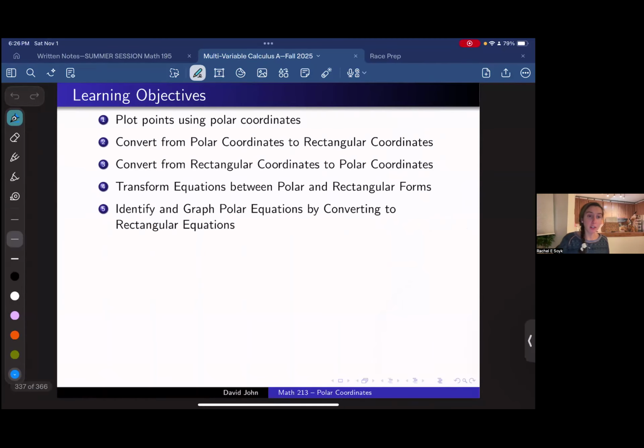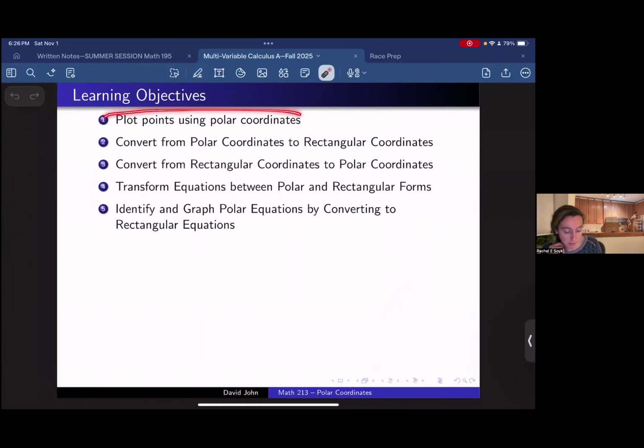We have 5 objectives in this lesson. The first one being plotting points using polar coordinates. The second being converting from polar coordinates to rectangular coordinates. The third, vice versa, rectangular coordinates to polar coordinates. Fourth, transforming equations between polar and rectangular forms. And then our last objective, being able to identify and graph polar equations by converting to rectangular equations.